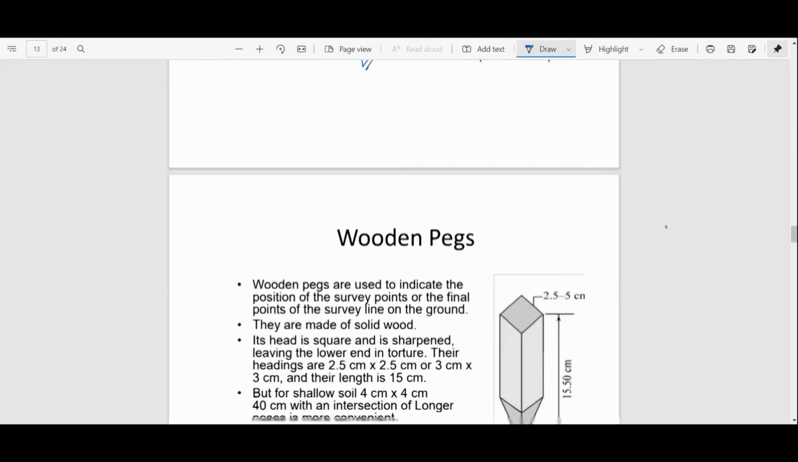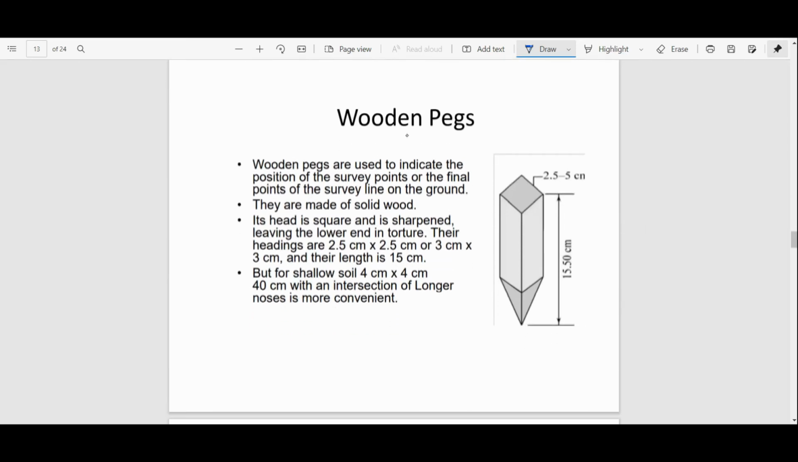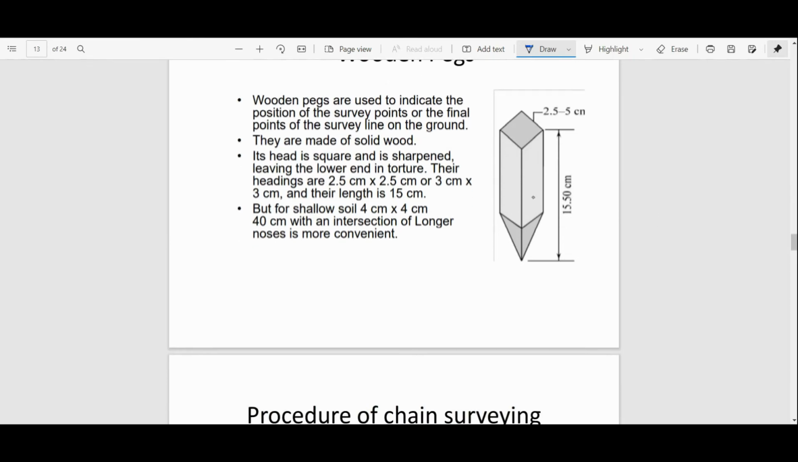So that covers ranging rods, now next one is the wooden peg. Wooden pegs are also used for indicating the position of the survey points or the final points, basically main station points. It has basically a square head, and its bottom part has a pointed nose. So its standard height is basically how much? 15 centimeter, and the square size is in the range between 2 to 5. So this square is either 2 into 2 centimeter, or 3 into 3 centimeter, or 5 into 5 centimeter. Okay, so these are the basic dimensions that you have to remember, and it is made of wood basically.